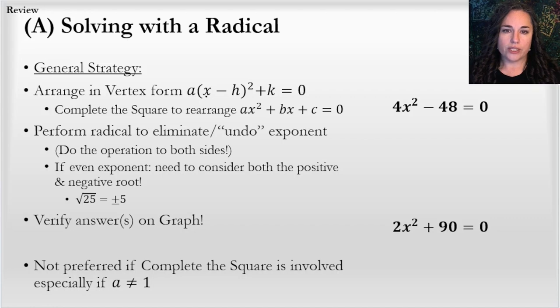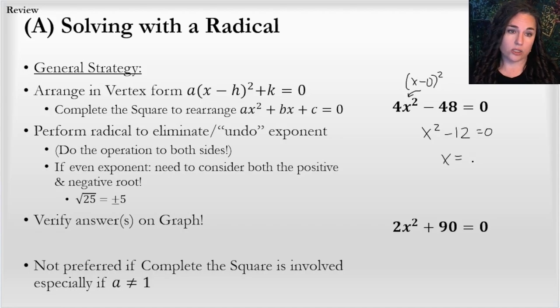It requires arranging in the vertex form. I don't know if you noticed that this one is in the vertex form, where I would have x minus 0 quantity squared, all right? And then I have the minus k, or plus k out here, is negative 48, right? So the way I would answer this, I divide by 4 first and get x squared minus 12 equals 0.